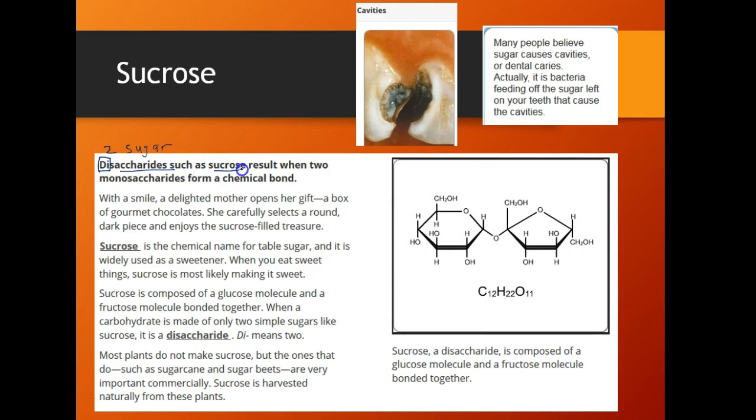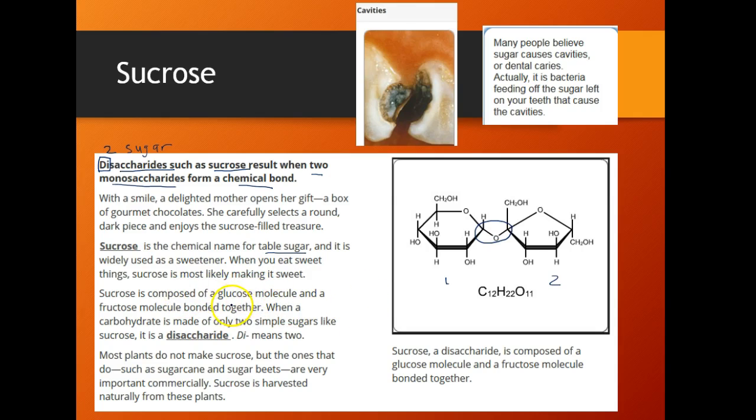Sucrose is an example of this, and this is when 2 monosaccharides, so 2 single sugar molecules, form a chemical bond with one another, which you can see right here. We see that we have 2 sugar molecules, 1, 2, forming a chemical bond that links them together. So sucrose is the chemical name for table sugar, and it is widely used as a sweetener.